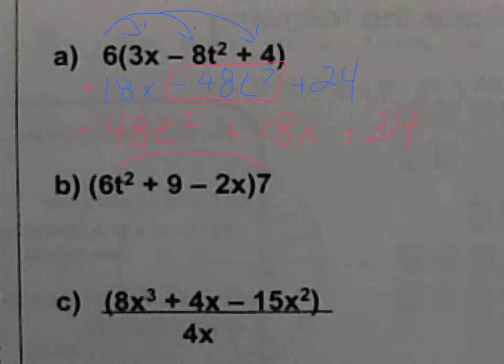The next thing, we can go backwards, and we go 7 times 6t is 42t squared. 7 times 9 is plus 63. 7 times negative 2 is minus 14x. Again, standard form would say that we would do this part first, 42t squared. This part next, minus 14x. And that part last, 63.